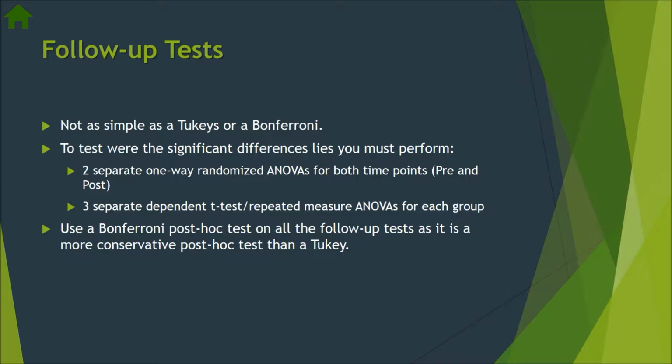Now, in order to find if there's a significant difference within the groups over the 2 time points, because there are 3 groups, we'd use 3 separate dependent t-tests or repeated measures ANOVAs, depending on how many time points you had. If you only had 2 time points, as we did in this example, you'd perform a dependent t-test. If you had 3 or more time points, you'd use 3 repeated measures ANOVAs. However, I prefer to use repeated measures ANOVAs, so I used repeated measures ANOVAs as you saw in the video tutorial earlier.